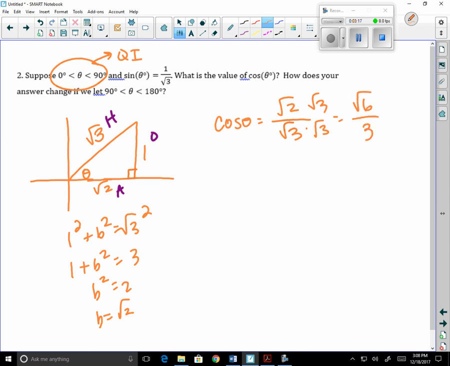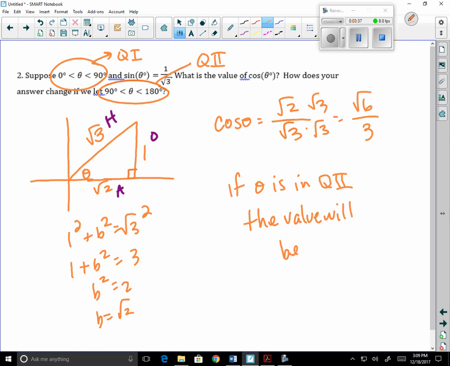It then says, what does your answer change if this was in quadrant 2? That's what this tells us. Well, if it's in quadrant 2, I know that the cosine value is negative, so if theta is in quadrant 2, the value will be negative square root of 6 over 3.